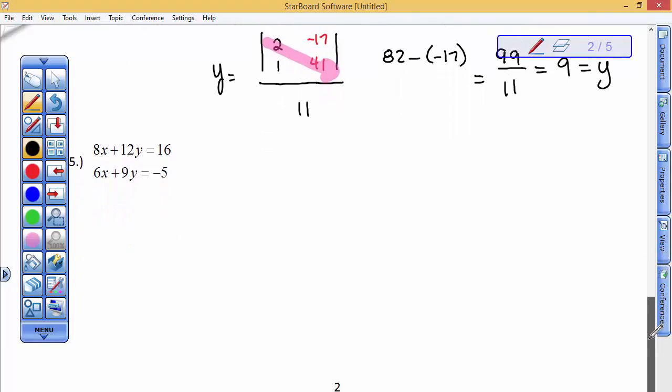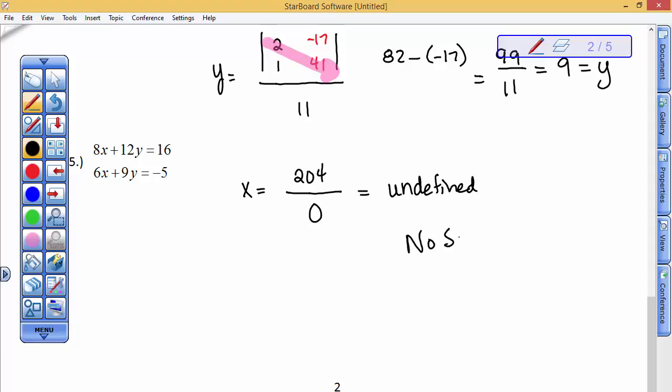I'd like you to do number 5 on your own, but what I want you to know is that when you solve number 5, you're going to get for the numerator 204, but the denominator is going to be 0. And you cannot divide by 0, so what I need you to know is that there is no solution for this problem because trying to divide by 0 is undefined.